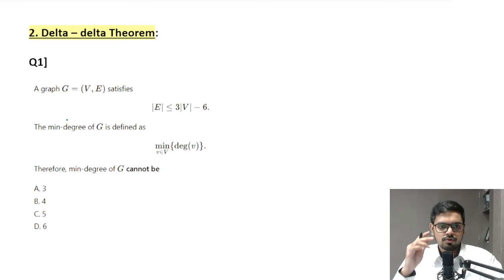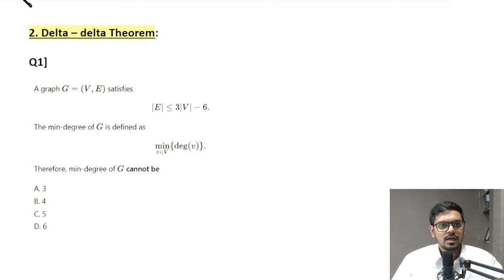To the next question. This is a good question based on the delta delta theorem. Pause the video, try, then look at my solution. Tried? So what is happening here is we have a graph G with this inequality: edges is less than or equal to 3 times vertices minus 6. The minimum degree of G is defined like this, and in general we denote it by small delta; capital delta is the maximum degree. As per our notation, small delta can be used. Therefore, we must find which minimum degree of G is not possible, the smallest degree not possible.